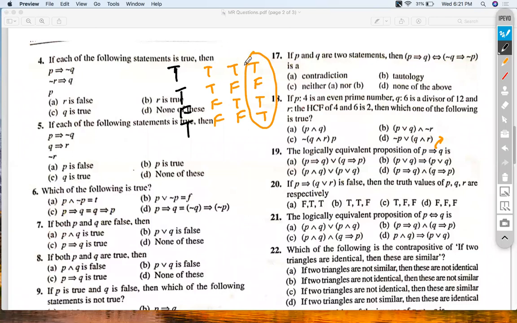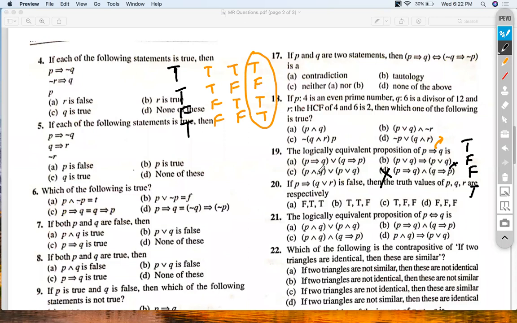If I take the or of B first, true and true is true. This will be true. Then and true will be false. True and false will be true. Then true and true will be true. So this is not logically matching. So D cannot be your answer. Yes, sir.